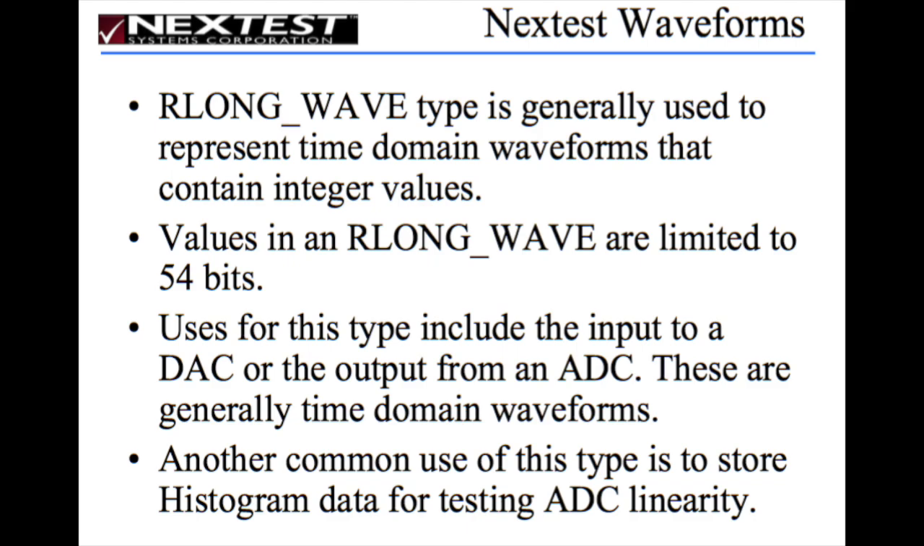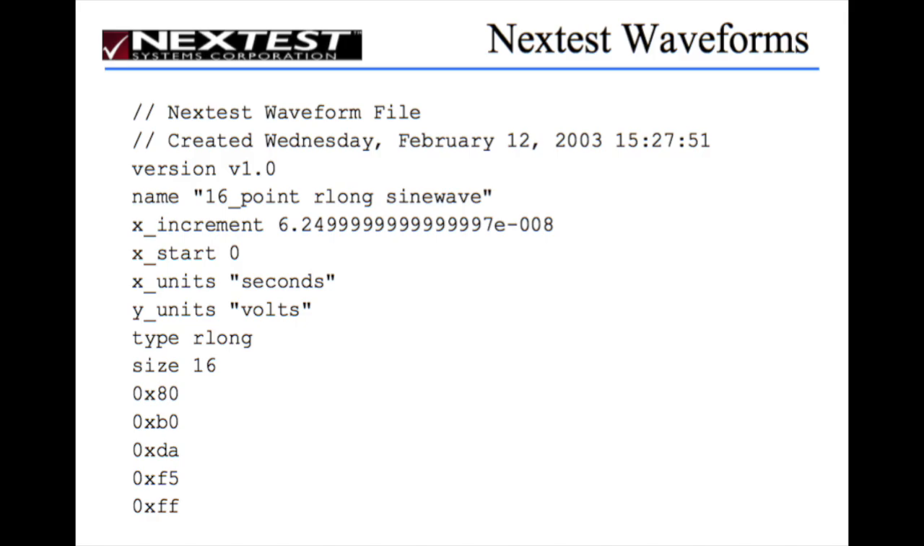Okay, then there's the R-long type, which is generally used to represent time domain waveforms that contain integer values. Values in R-long waves are limited to 54 bits. Uses for this type include input to a DAC or the output from an ADC. These are generally time domain waveforms. But another common use for this type is to store histogram data for testing ADC linearity. I'll be showing you ADC linearity a little later. Not today though. So here's an example of an R-long waveform.